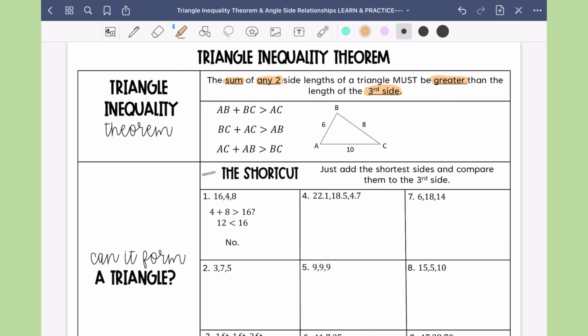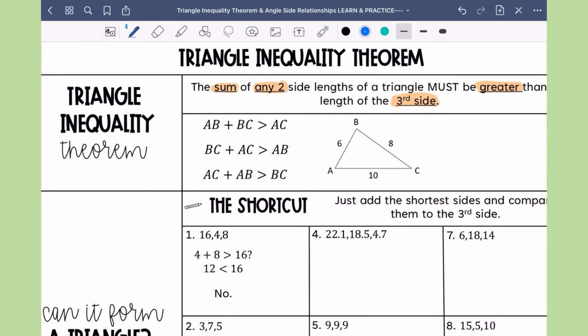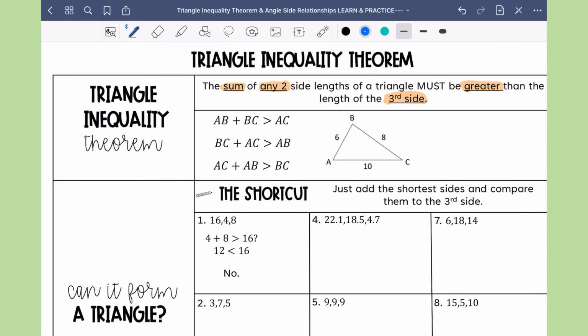So what does that mean? Here is a formula for you. We have an example right here with this triangle. It says AB plus BC is greater than AC. And if you remember, this means that it is a segment. Segment AB and segment BC together are greater than AC.